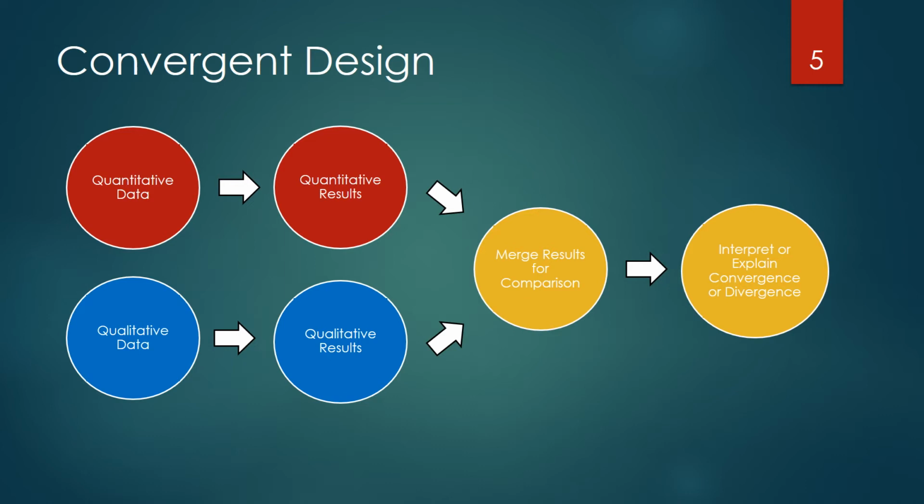If the results from the 2 datasets agree, that indicates a convergence. However, if the data opposes one another, this divergence warrants further study and a quality evaluation of the data collection methods.